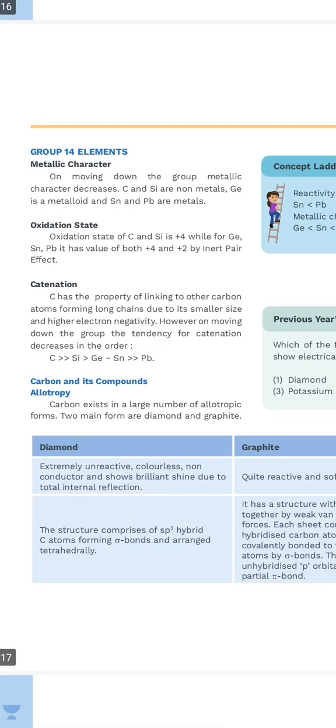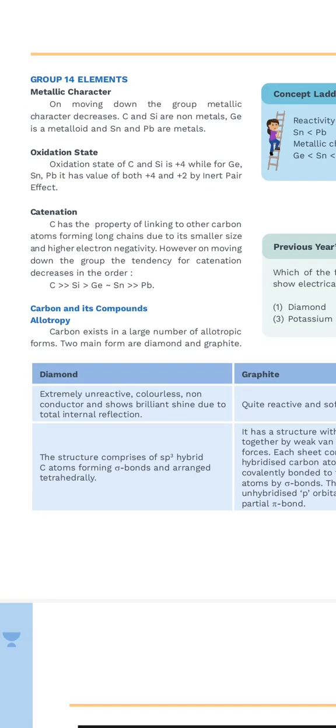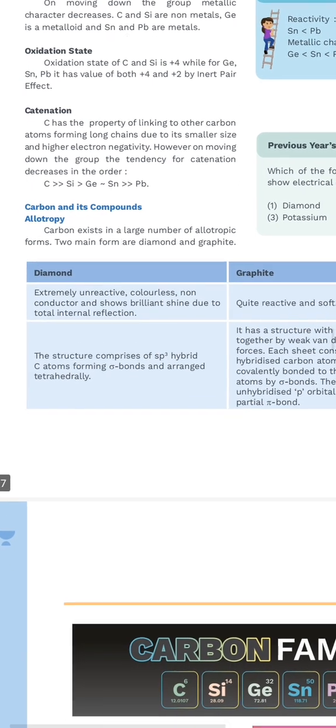So now let's talk about group 14 elements. Metallic character. On moving down the group, metallic character increases. Carbon and silicon are non-metals. Germanium is a metalloid, and tin and lead are metals. Oxidation state. The oxidation state of carbon and silicon is +4, while for germanium, tin and lead it has values of both +4 and +2 by the inert pair effect.